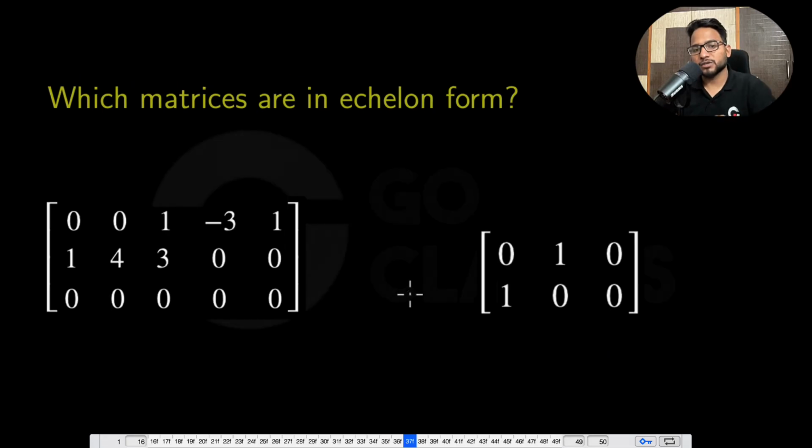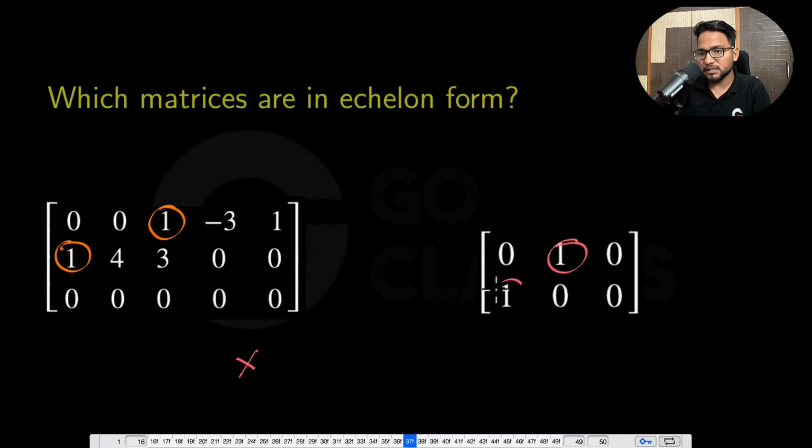Let's go to the next question. Which matrices are in the echelon form? Just tell me out of these 2, which matrices are in the echelon form. This is a leading entry, this is a leading entry. If you try to connect these 2, you will not be able to connect using the stairs. So that's why this is not in the echelon form. What about this? This is a leading entry, this is a leading entry. You cannot connect these 2 using the steps. So that's why this is also not in the echelon form.